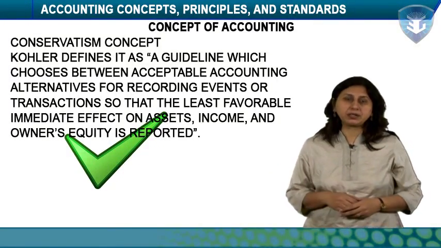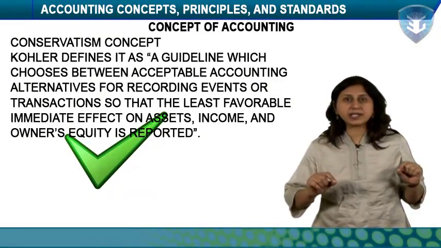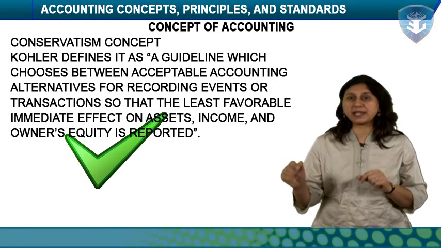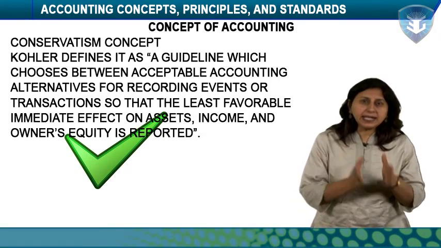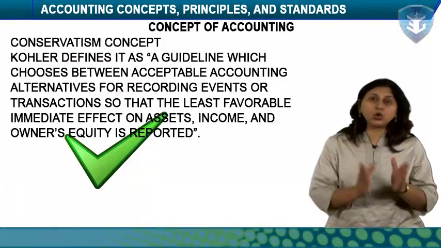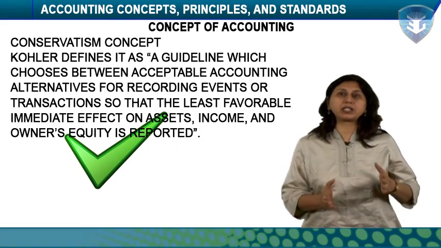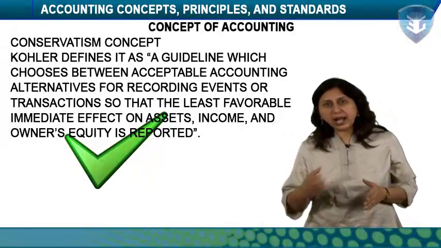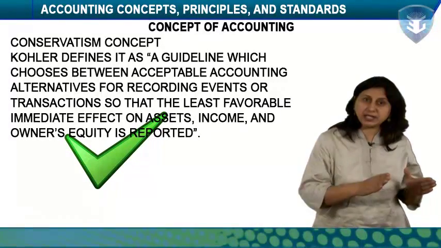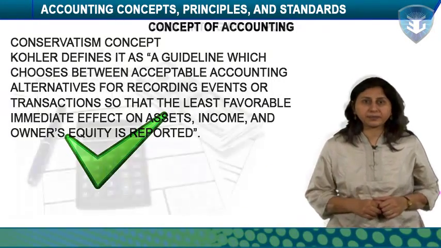Conservatism concept. Kohler defines it as a guideline which chooses between acceptable accounting alternatives for recording events or transactions so that the least favorable immediate effect on assets, income, and owner's equity is reported. This concept is based on the conservative approach, which allows the determination of future income in such a manner that the profits are not overstated and losses are not understated.